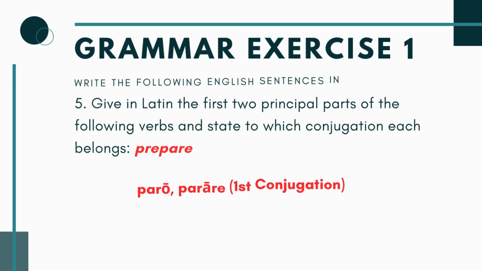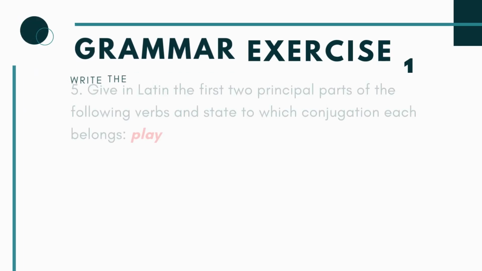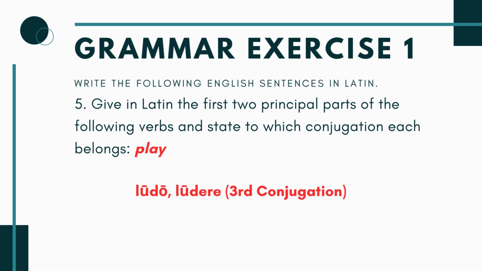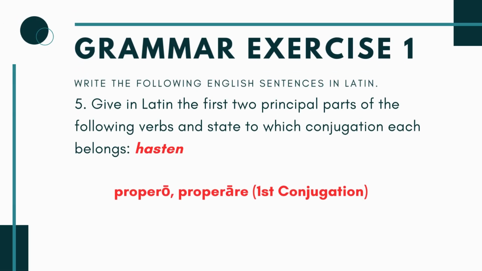To prepare is paro, parare. The are in the infinitive makes it a first conjugation verb. To play is ludo, ludere, which is a third conjugation verb, short ere in the infinitive. Then you have to climb, which is ascendo, ascendere. Again, short ere makes it a third conjugation verb. And last but not least, we're finally to the end. You have to hasten, which is propero, properare. Now the are makes it a first conjugation verb.